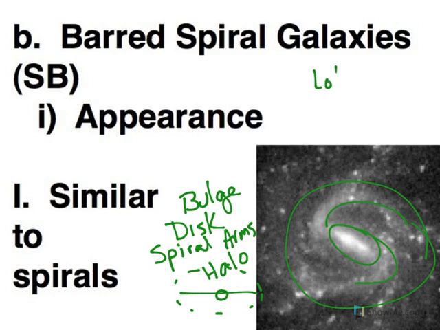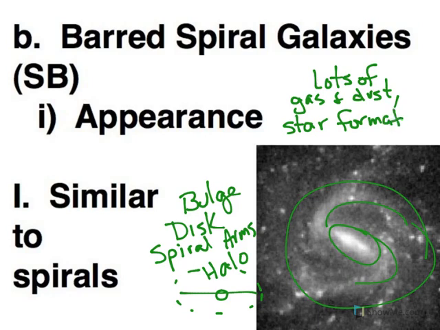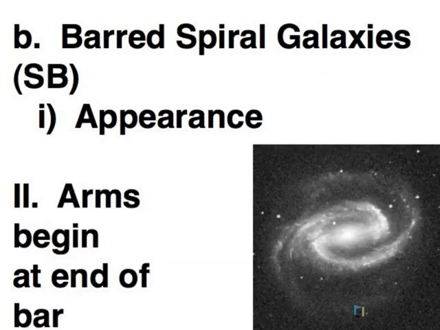There's still lots of gas and dust, lots of star formation. So all of those characteristics that we saw with spiral galaxies are still going to hold true for a barred spiral galaxy. The key difference is that the central bulge has a bar shape to it instead of being round. And the spiral arms start at the edges of that bar.